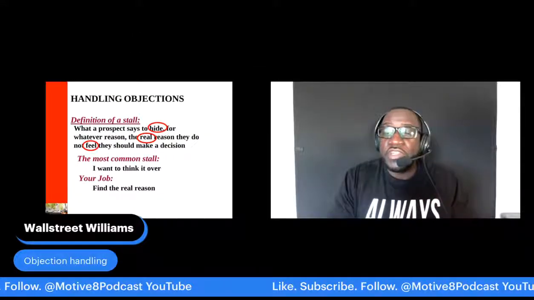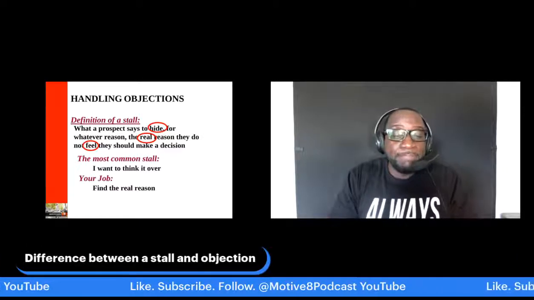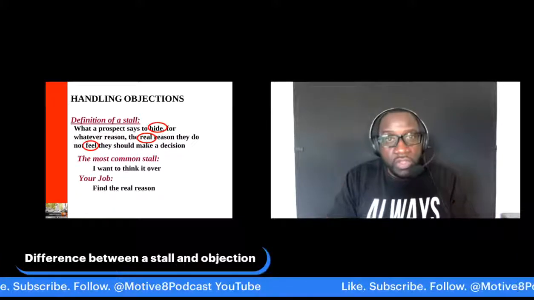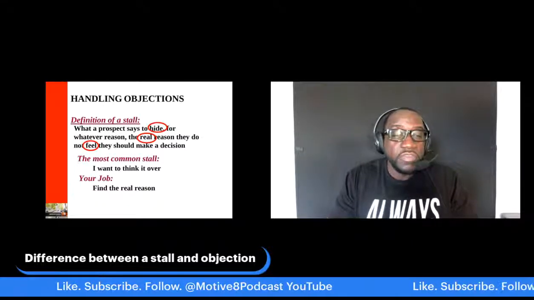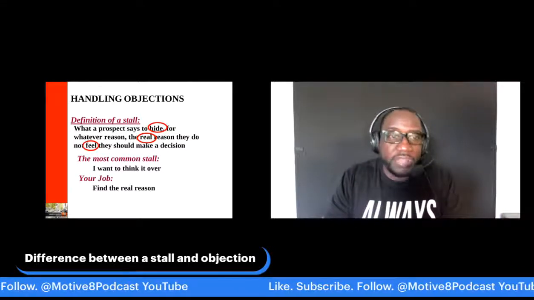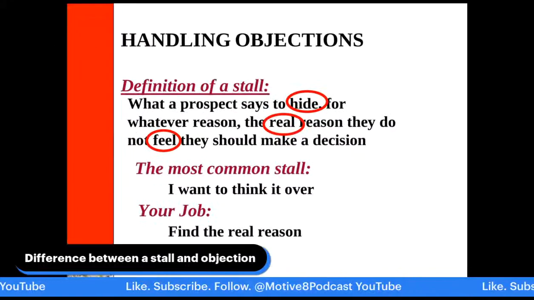So the definition, the difference between a stall and objection, is part of this process. Understanding the difference between a stall and objection in selling.